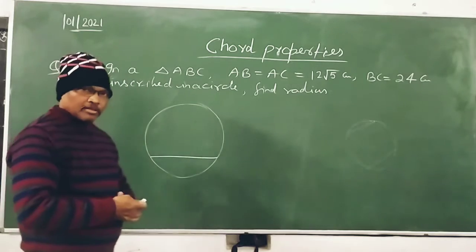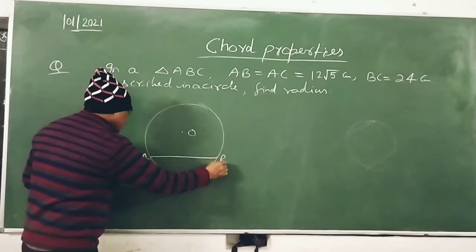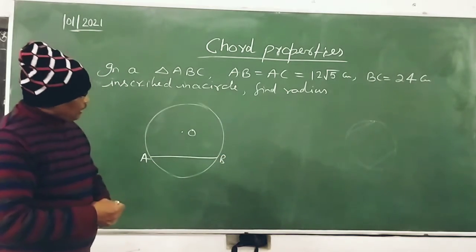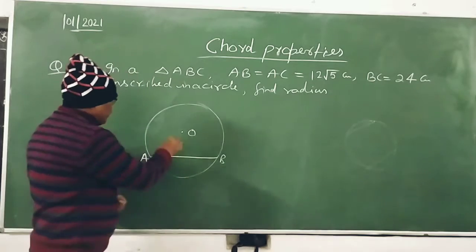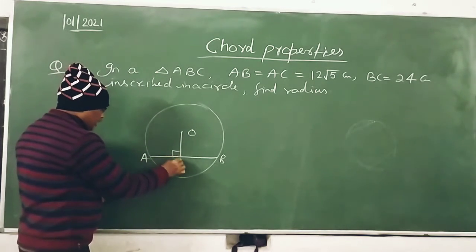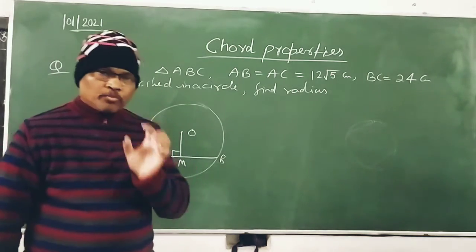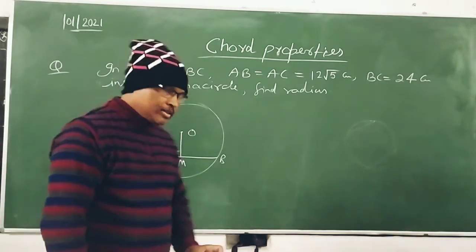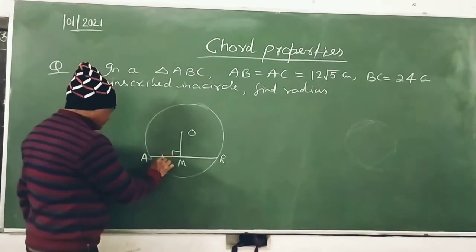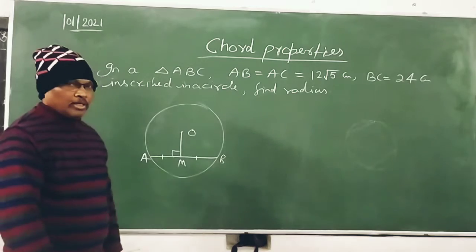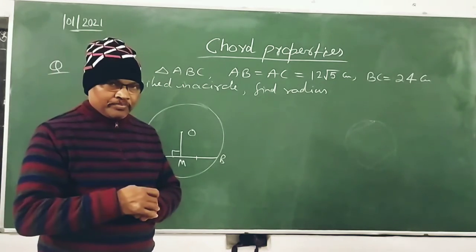When you have a circle with center O and chord AB, if a line is drawn that is perpendicular to AB, like OM, then this perpendicular line will divide the chord AB into two equal parts. AM is equal to MB. This is the chord property.